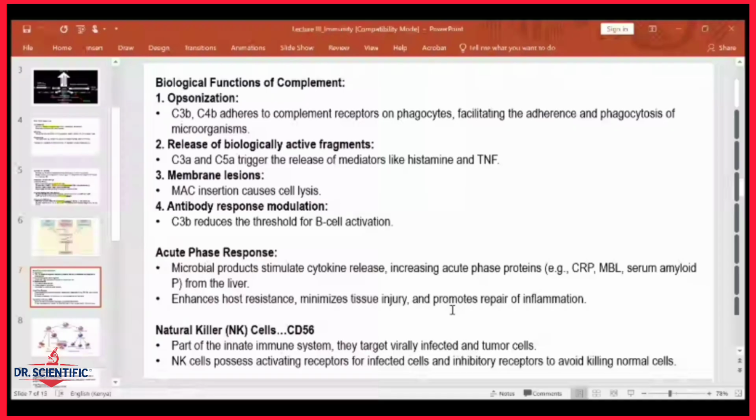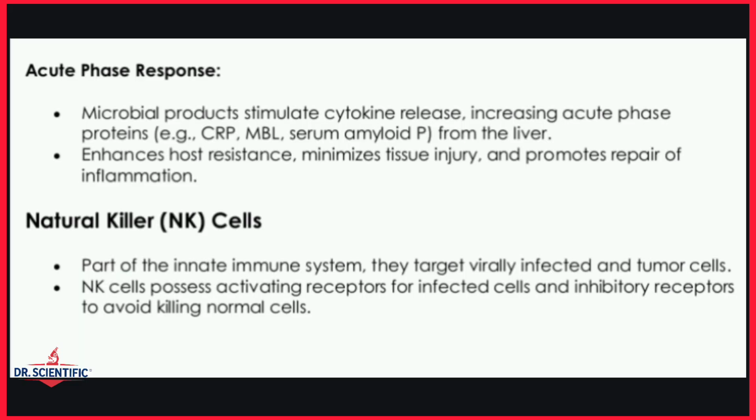So natural killer cells possess activating receptors, and they also avoid killing normal cells. And how do they do this? They do that by generating Granzyme B and perforins. So they're also able to perforate cells, and once they perforate cells, those cells undergo lysis. That is how natural killer cells work.